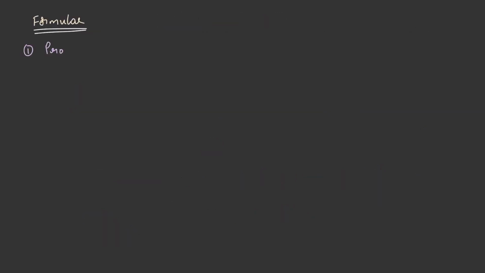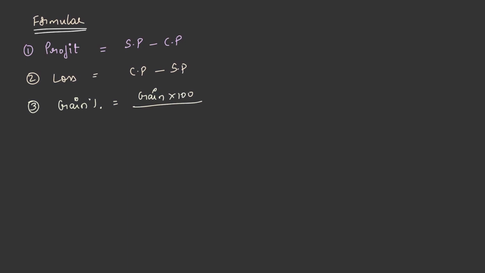The formula for profit or gain is given by the difference between the selling price and cost price. Similarly, the formula for loss is given by the difference between cost price and selling price. How do we find the percentage of profit or gain? The formula for it is gain into 100 by cost price. Here gain can be obtained from this formula.